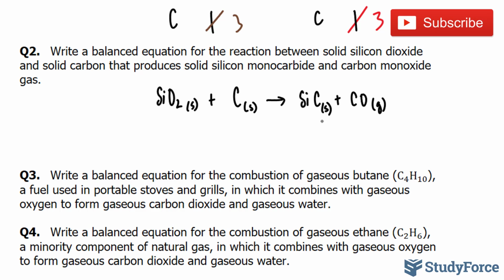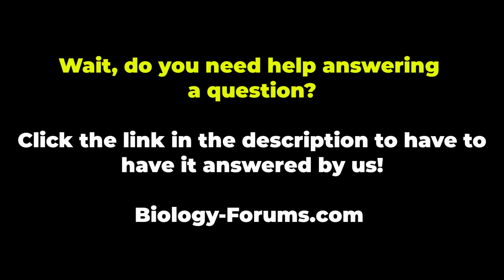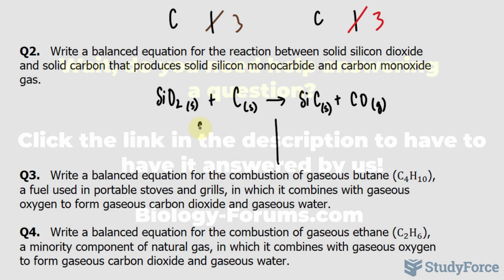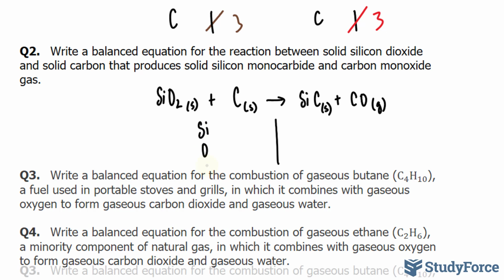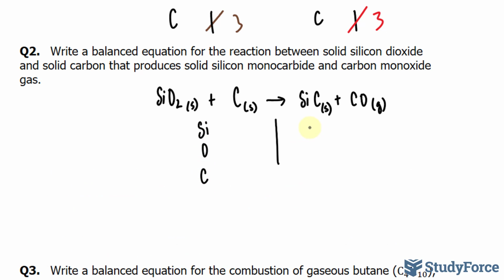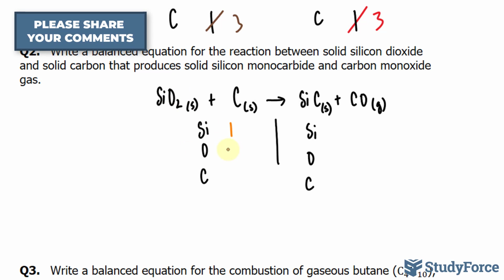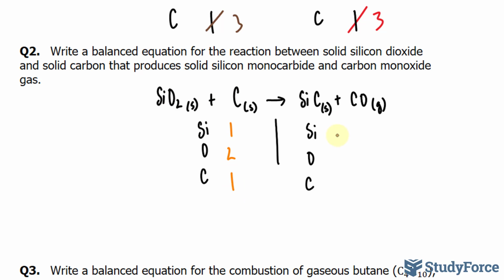Just as in question 1, we want to write down the atoms for the left side, and the same atoms will be present on the right side. So we'll make a little chart. I'll write down Si, O, and C. Similarly, let's count how many silicon atoms there are on the left side. We have only one because there's no subscript present, so we assume it's 1. Oxygen is 2 because of this 2, and carbon is 1. Silicon on the right side is 1, oxygen 1, and 1 carbon.